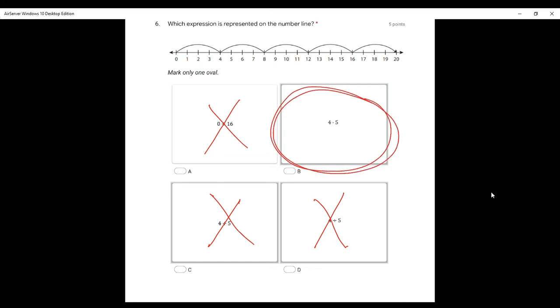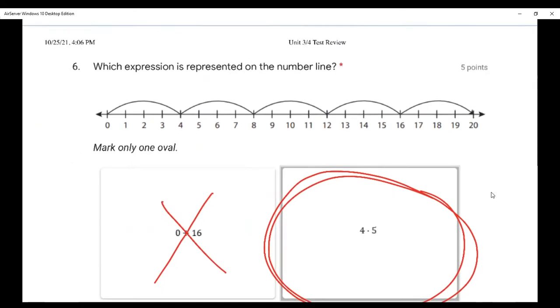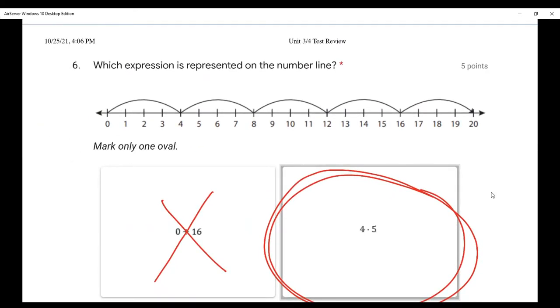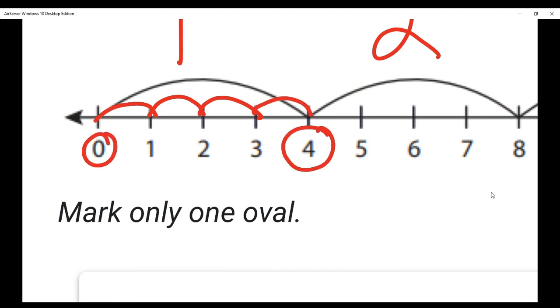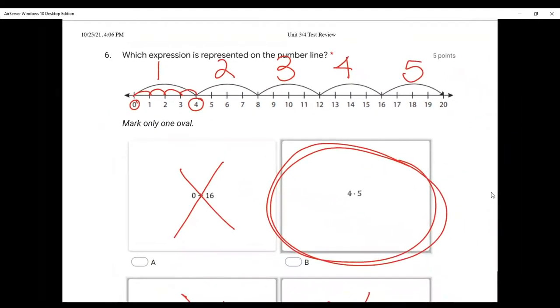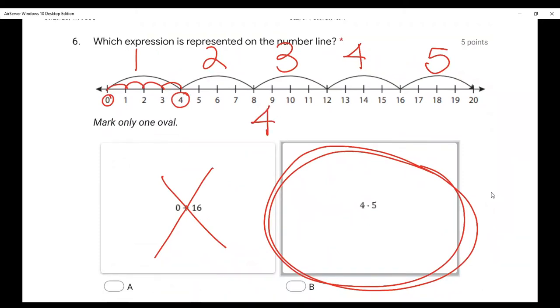But if you had multiple multiplication problems you were trying to figure out, remember you're going to count how many hops you're taking. So 1, 2, 3, 4, 5 hops. And then in between each hop, how many spaces am I going? 1, 2, 3, 4. So I'm going from 0 to 4. So I'm jumping 4 spaces 5 times. So 4 times 5.